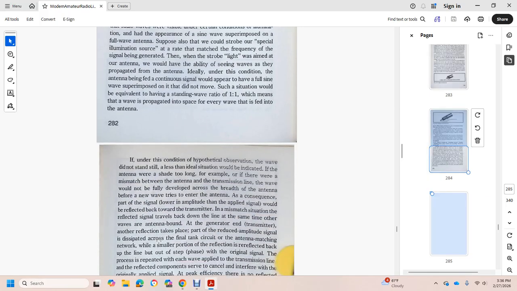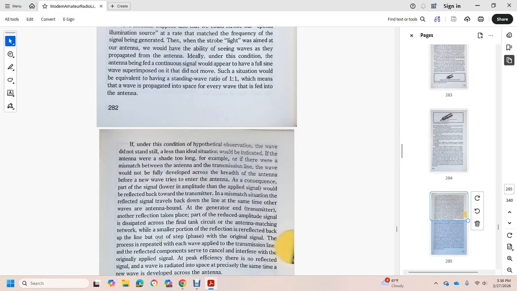Under the condition of a hypothetical observation, the wave does not stand unless the situation would be indicated if the antenna were mismatched, for example, if there were a mismatch between the antenna and the transmission line. The wave would not develop across the breadth of the antenna before the new waves try to enter the antenna. As a consequence, part of the signal of the lower amplitude will be reflected back toward the transmitter. When the reflected signal travels back down the line, at the same time the other waves of the antenna bound for the generator end of the transmitter, another reflection takes place, which reduces the amplitude of the signal.